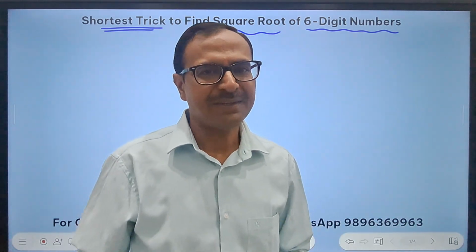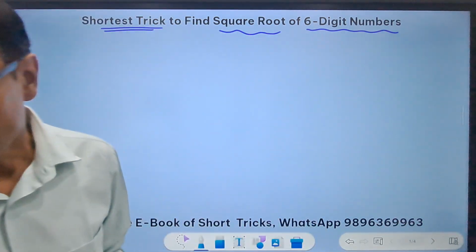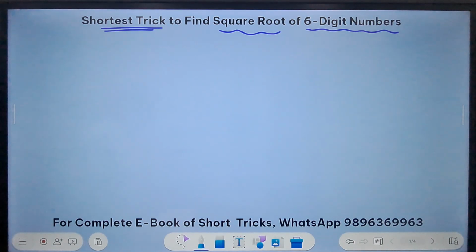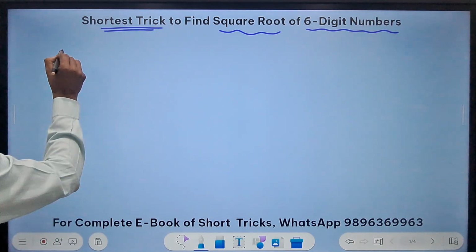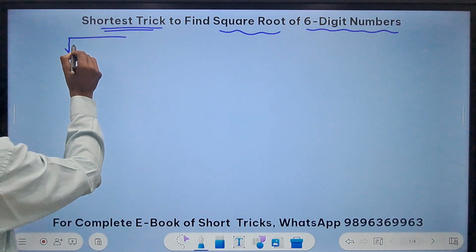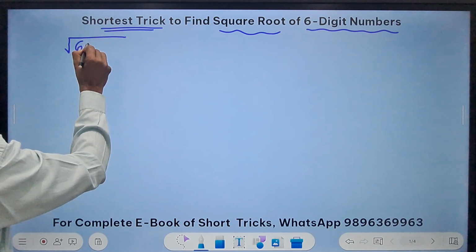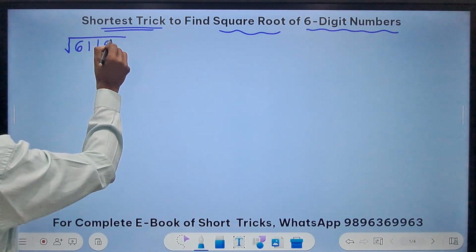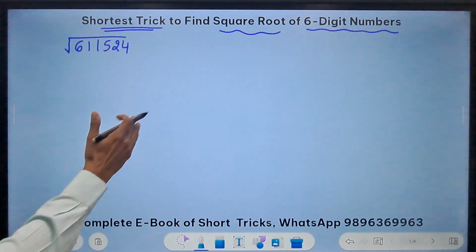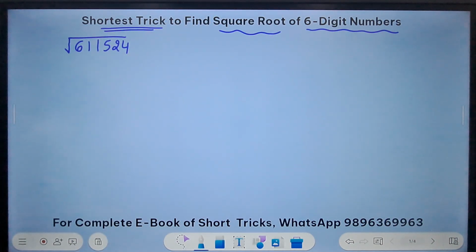So let's check the first question. The first number which I am going to take up to demonstrate the trick is the square root of the number 611524. You can see it's a big 6-digit number, and I want to find the square root of this number using this short trick.